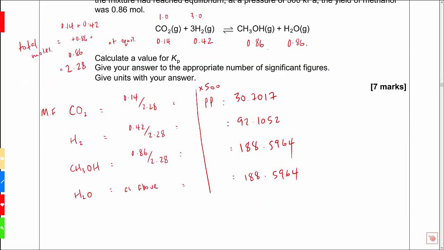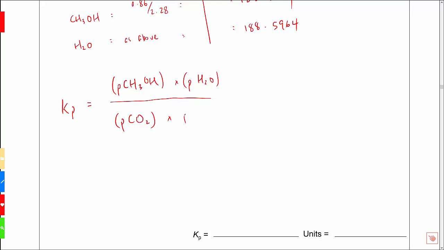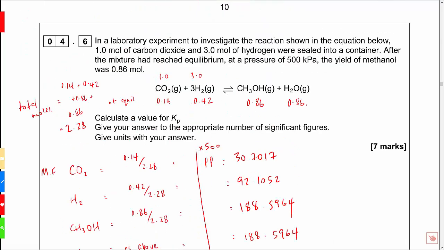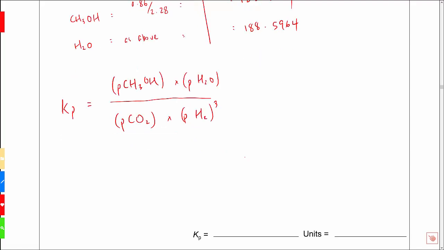So we calculate a value for the Kp now. We need to write our Kp expression. So Kp is equal to, now it's methanol, if I remember correctly, CH3OH multiplied by H2O divided by PCO2 multiplied by pH2, but that was a coefficient of 3 there. Therefore, we do it to the power of 3. English, not my forte.